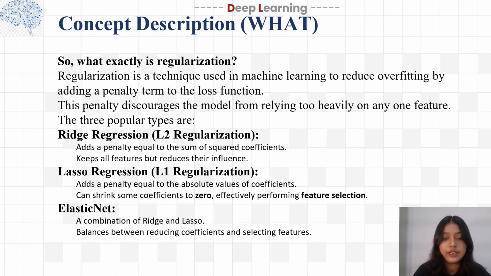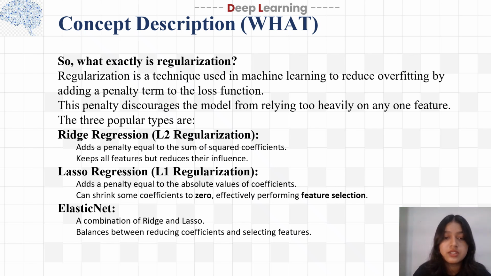Moving on to the next point. So, what is regularization? In simple terms, it is a technique that adds a penalty term to the model's loss function and discourages complexity. Let us break this down into mainly three types, which are ridge regression, lasso regression, and ElasticNet.